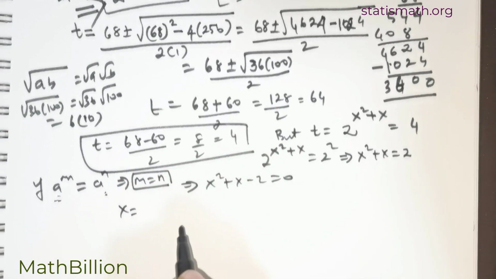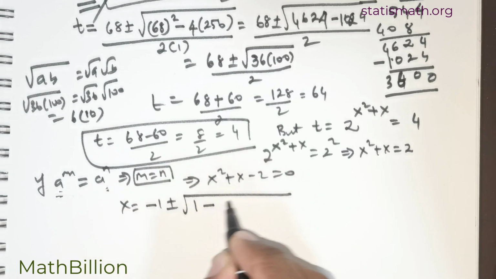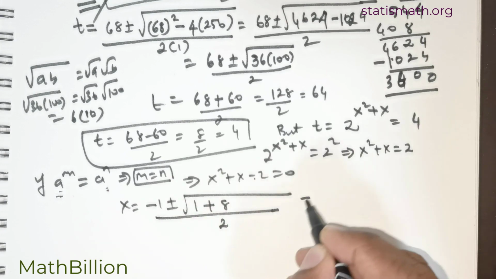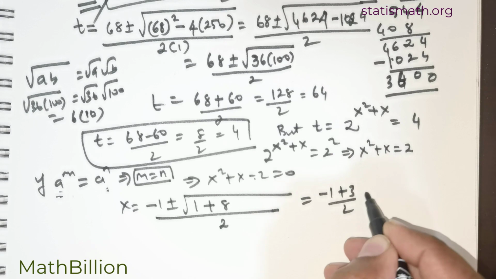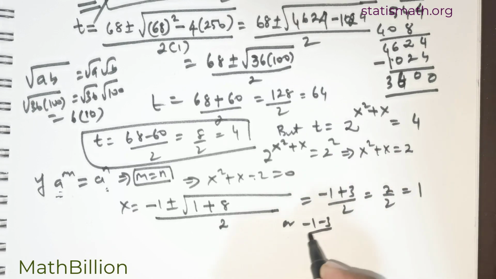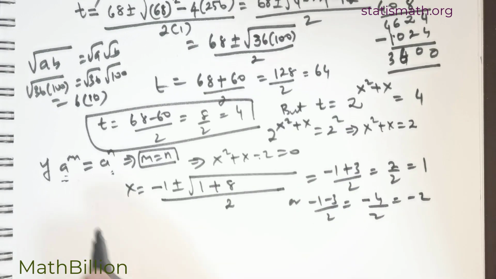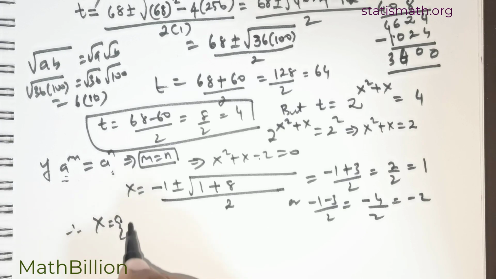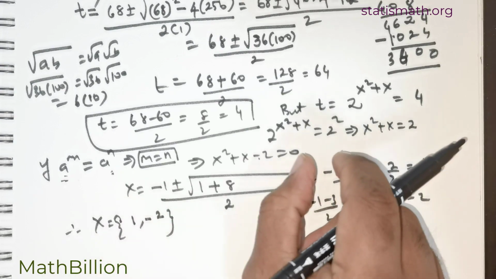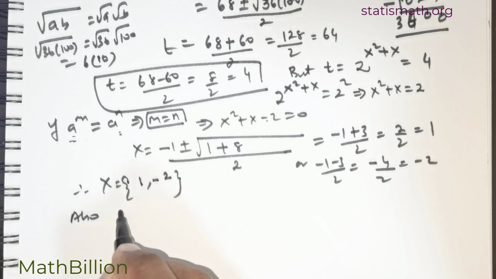Apply the quadratic formula, you get negative 1 plus or minus root of 1 minus of negative 4 times 2, positive, right, because of the presence of a negative, divided by 2. So this is negative 1 plus 3 divided by 2, which is 2 over 2, equal to 1, or negative 1 minus 3 divided by 2, which is negative 4 divided by 2, negative 2. So therefore x is equal to, what have you got? You got 1 and negative 2. This is for the first value of t.